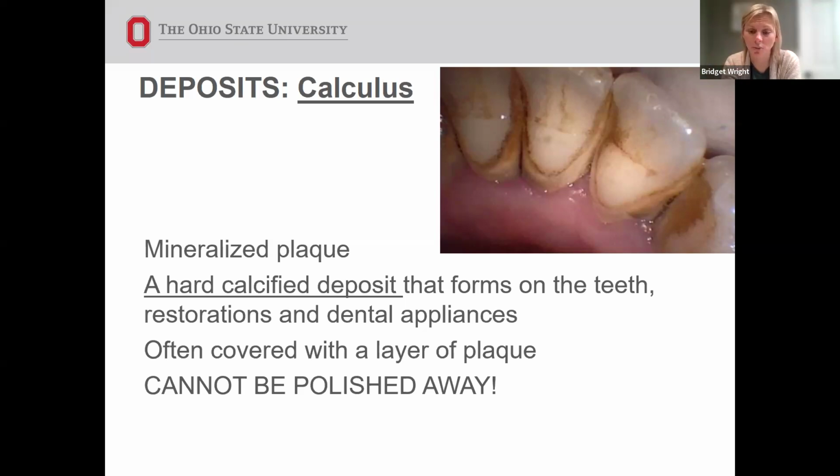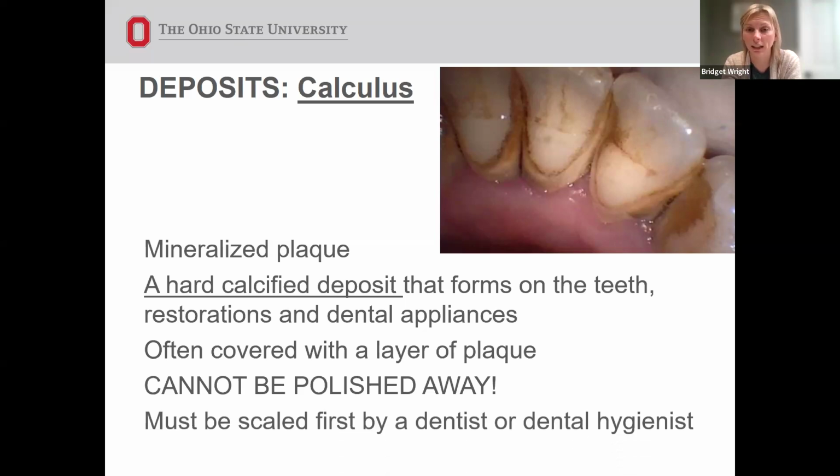Again, this cannot be polished away, and your dentist or your hygienist should be removing that calculus before you ever have this patient in your chair. So just make sure that that is the order in which you are seeing patients.